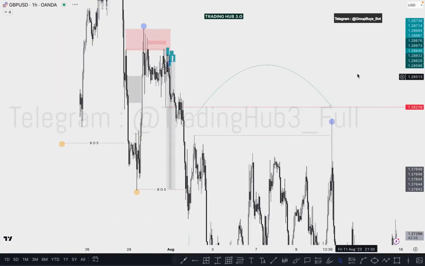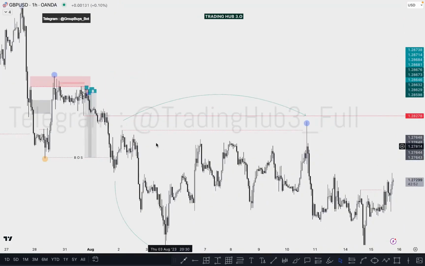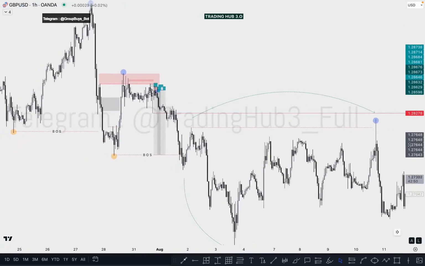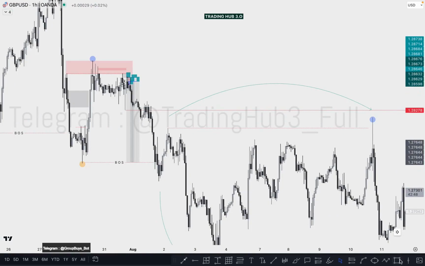Okay, same thing happens here. After this move, it breaks this structure, takes out the inducement, and after taking out the inducement, the market creates a hidden POI right here, right? The market creates a hidden POI, something like this, pushes downside, mitigates this one and pushes downside. Again, when you switch to the 5-minute time frame, you will see a 5-minute unmitigated order block or maybe a CHoCH flip or anything here.